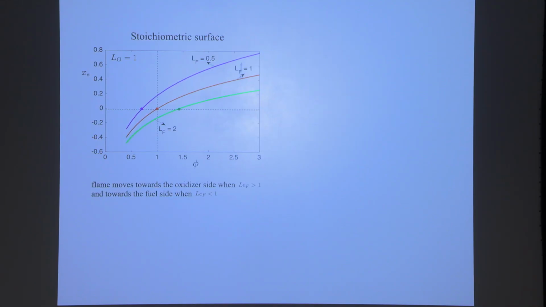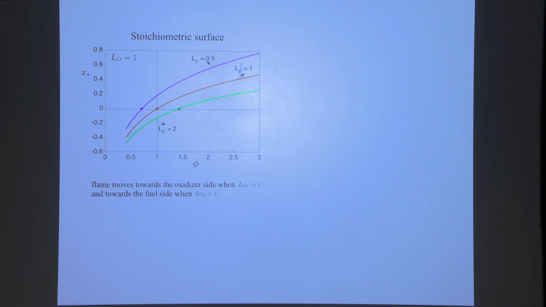However, when the Lewis numbers are not 1, then you see that there is a deviation. So, for example, the flame moves more towards the oxidizer side when the Lewis number is bigger than 1, and towards the fuel side when the Lewis number of the fuel is less than 1. And this graph was computed for Lewis number of the oxidizer equal to 1.